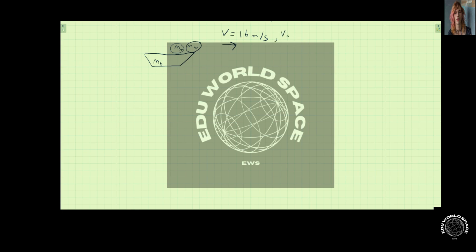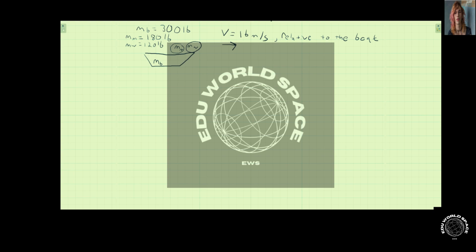Now that's relative to the boat. So we have to keep that in mind. The speeds given are given relative to the boat. And I believe the mass of the boat is 300 pounds. The mass of the man is 180 pounds. And the mass of the woman is 120 pounds. So those are the things we need to know.